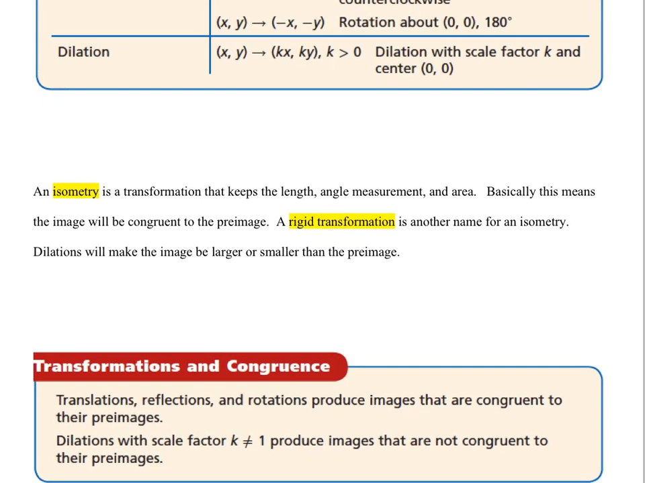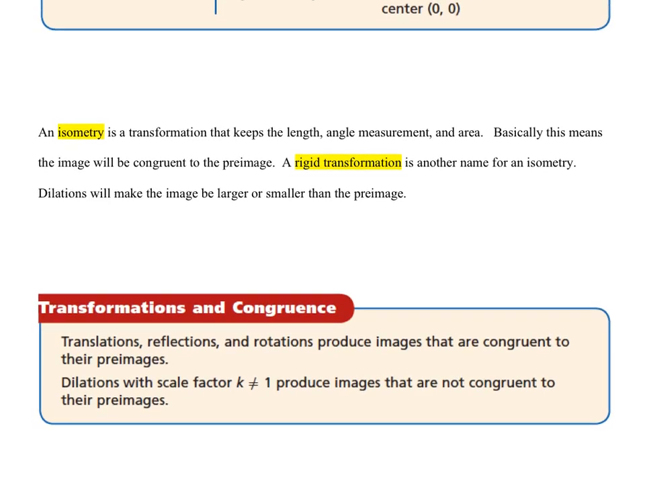Okay, we have our new vocabulary. An isometry is a transformation that keeps the length, angle measurement, and area the same. So that means that the image will be congruent to the pre-image. A rigid transformation is another name for an isometry. Those two mean the same thing.